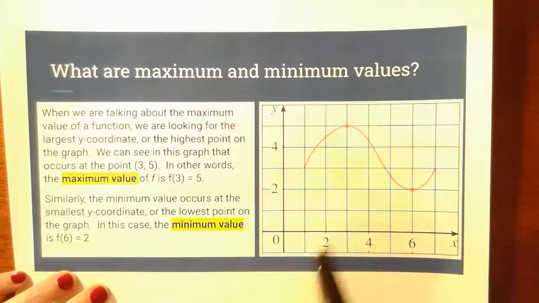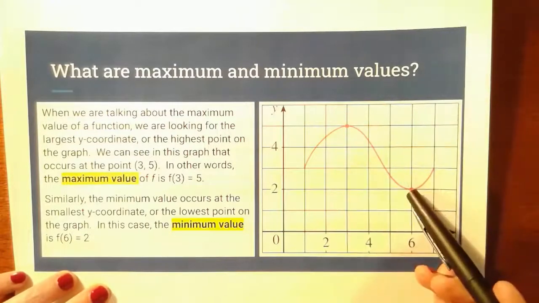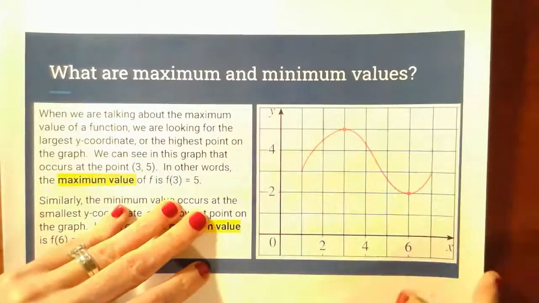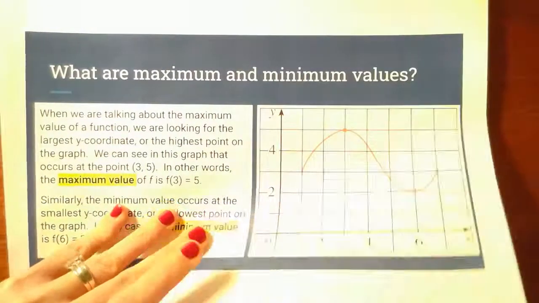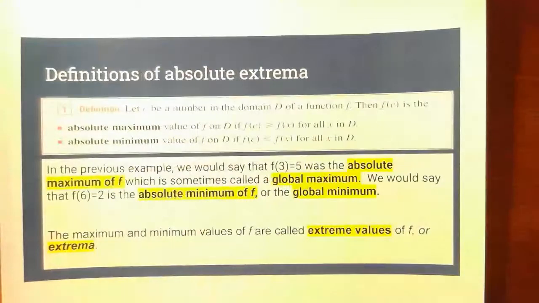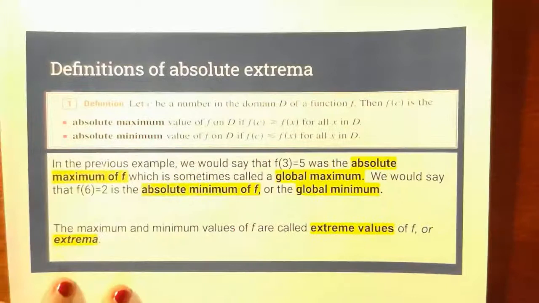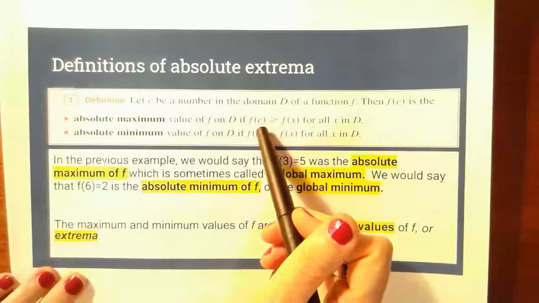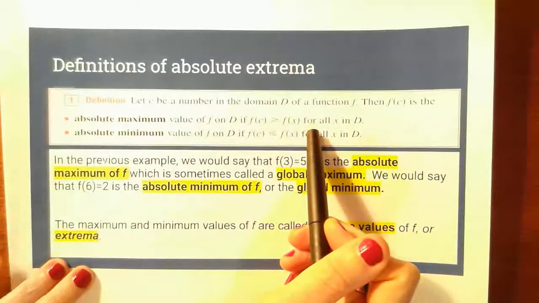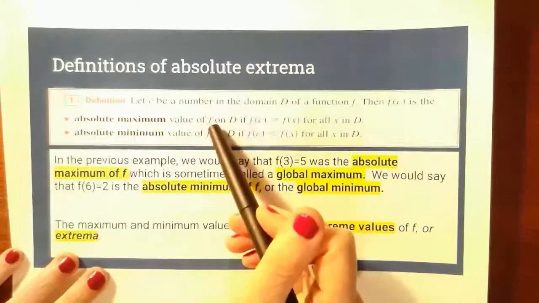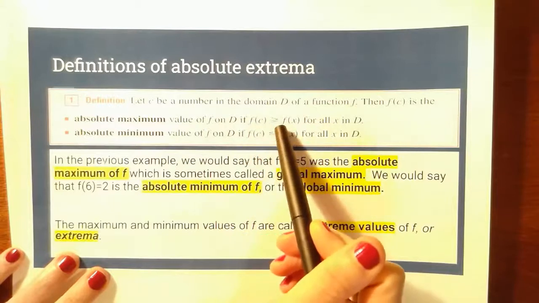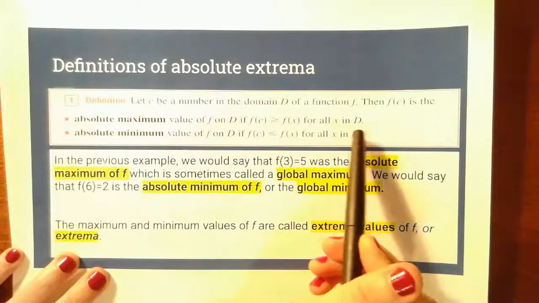Now, when we looked at these graphs, these were what we call the highest and lowest points. And so on this entire graph, what we would actually refer to those 2 points as are what are known as absolute maximum and minimum values. And so when we're looking at the absolute maximum value, this is the fancy mathematical way of saying it. It says that the absolute maximum value of some function on some given domain occurs at c if f(c) is greater than or equal to f(x) for all x in D.